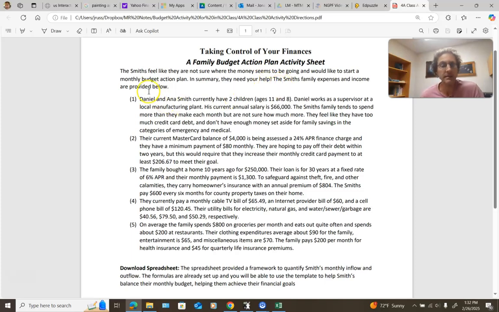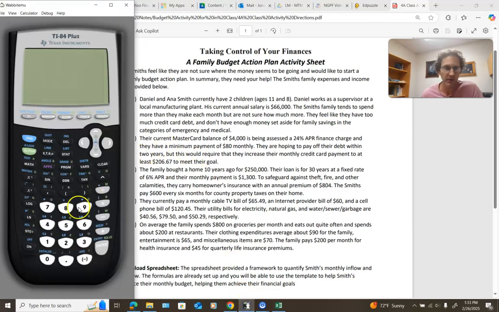So it says Daniel and Anna Smith currently have 2 children, ages 11 and 8. Okay, so that information is not really important. Daniel works as a supervisor at a local manufacturing plant. His current annual salary is $66,000. This is important, okay, because this is the source of income. Now, this is an annual salary, so we need to prorate this to a monthly rate. And so you would take 66,000 and divide it by 12, and this gives us 5,500.